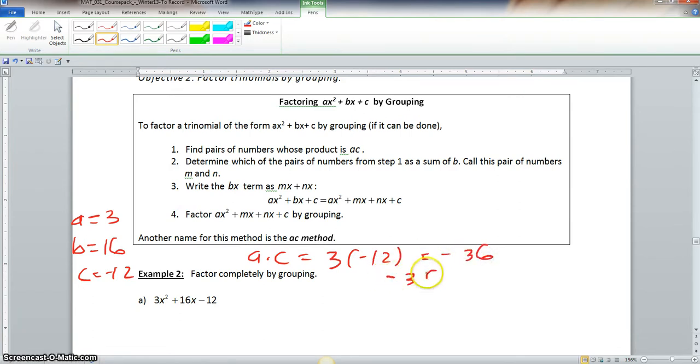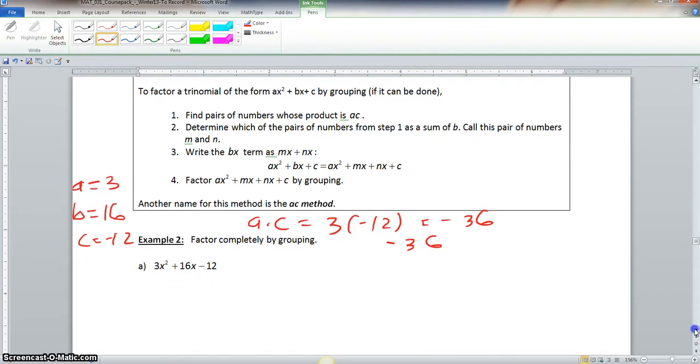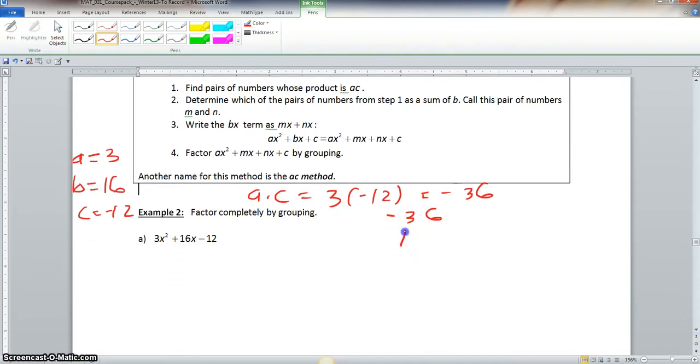So now we need to find factors of negative 36, but first we'll do it as regular 36. So it'll be 1 and 36, 2 and 18, 3 and 12, 4 and 9, and 6 and 6. Now we look here: our A and C gave us a negative answer, but our B is positive. So that means that the larger number should be positive and the lower number should be negative.